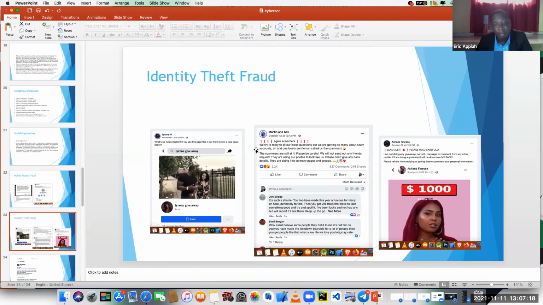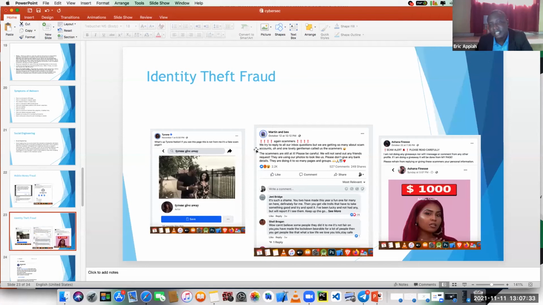Another one that is going on is on WhatsApp. People hack into other people's WhatsApp accounts, and then they use the account to ask for money from their relatives, friends, and all that. It is also identity theft fraud.